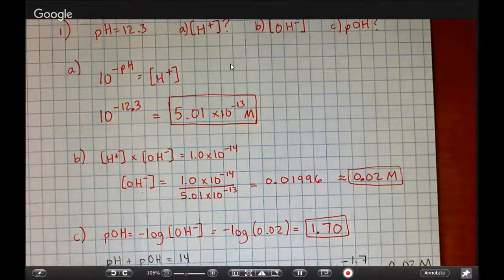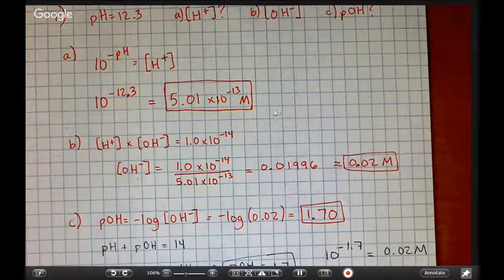So if you look at number 1, you're provided with a pH of 12.3. You're asked to find the proton concentration, hydroxide concentration, and pOH. The nice thing about these problems is you can go in any order that you want, and I try to demonstrate that by going a few different avenues. First, if we're given pH, we do the inverse log of that to find proton concentration, which comes up to 5.01 times 10 to the minus 13. And because it's concentration, we have to stick in the unit, molarity, molar.